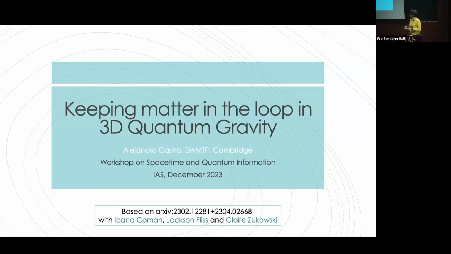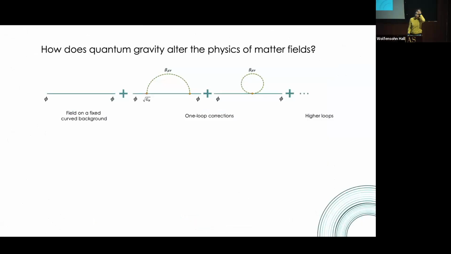I don't have tons of time. So the basic question that we were studying is to understand how quantum gravity alters the physics of matter fields. Very pictorially, you can think of some scalar field propagating on a fixed curved background, and what we want to understand is what are the effects of loops as that field propagates around.